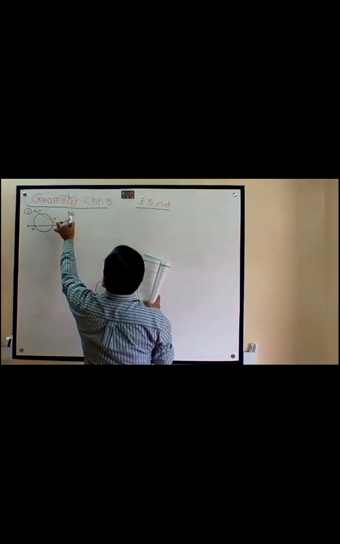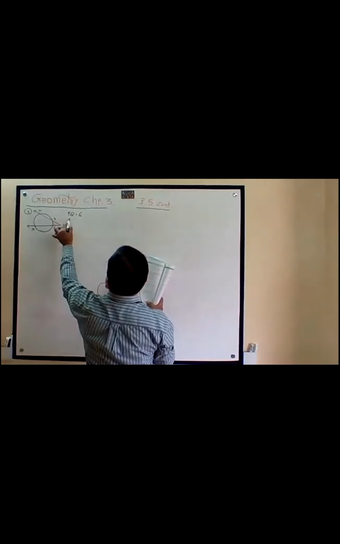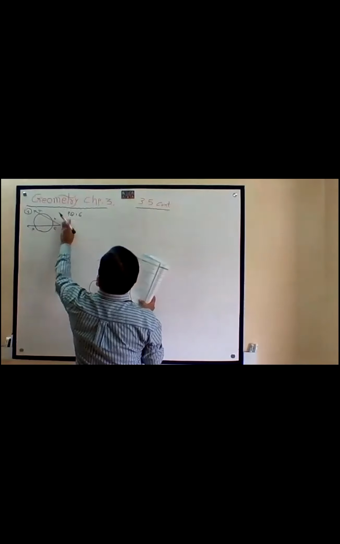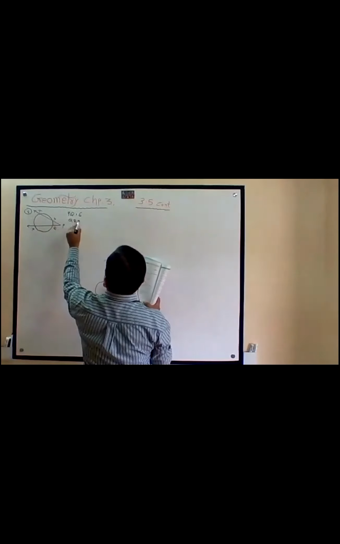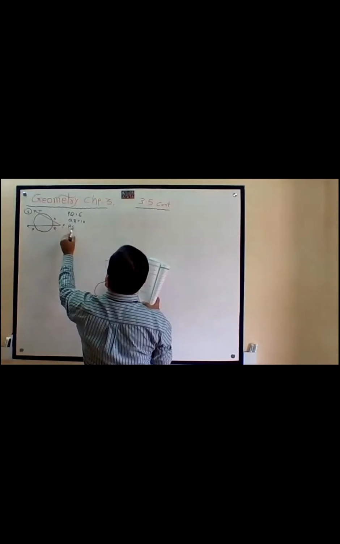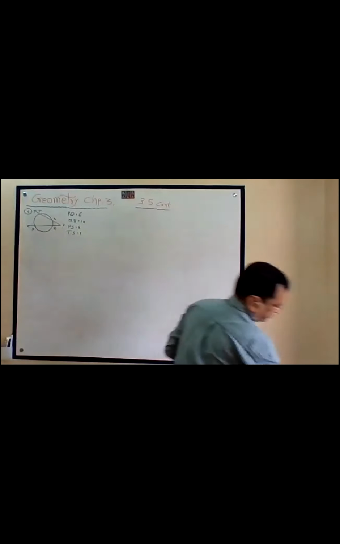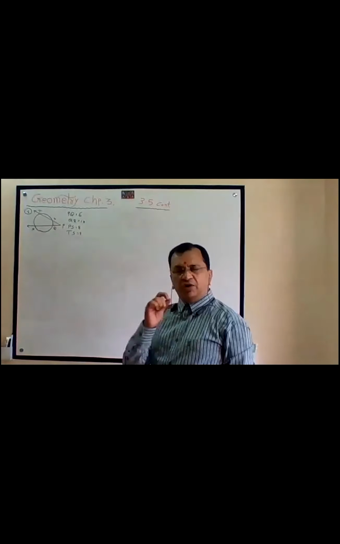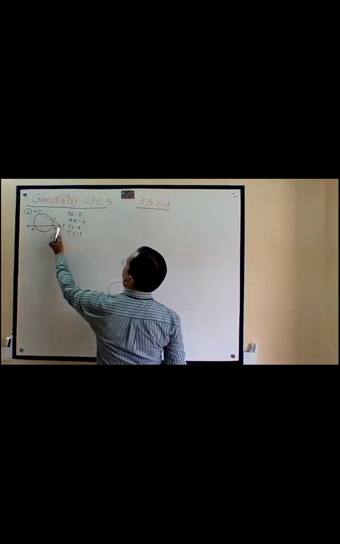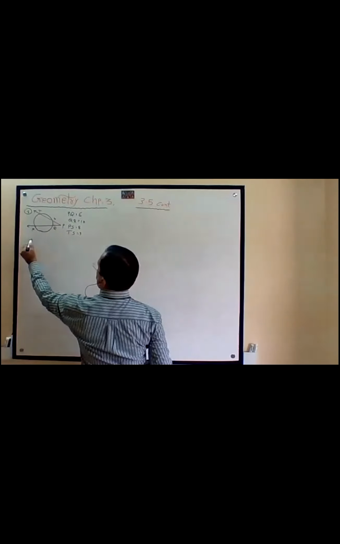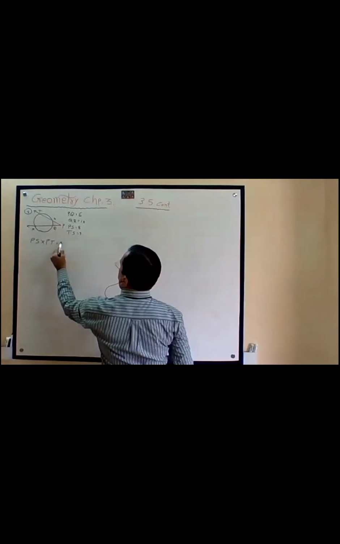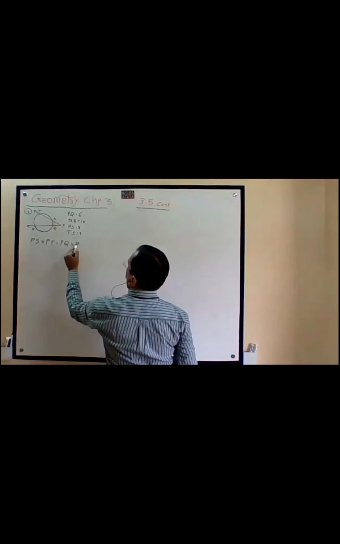Now PQ is equal to 6. QR is equal to 10. PS is equal to 8. PT question. Two secants are there, so all the segments you have to write from intersection P. So PS into PT equals PQ into PR.